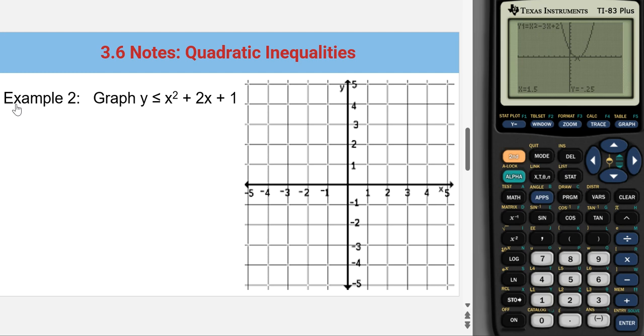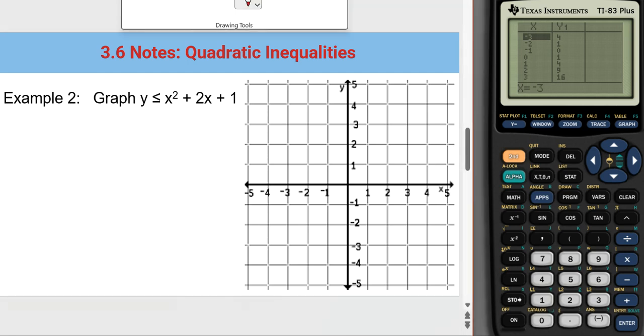Same thing for example 2. I'm going to use my graphing calculator. y is less than or equal to. As I'm reading this off, I'm thinking, oh, it's an or equal to, so I'm going to be using a solid line. x squared plus 2x plus 1, and my table of values. I'm looking for symmetry in the data. So right here, I can graph these points.